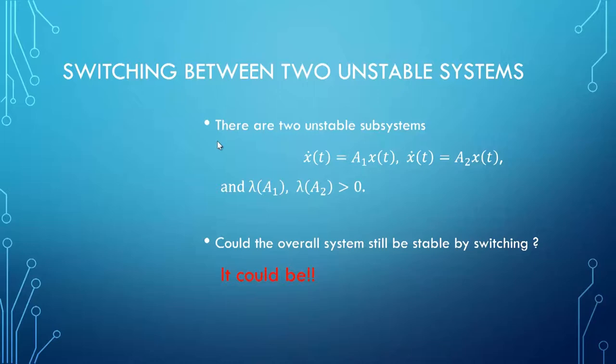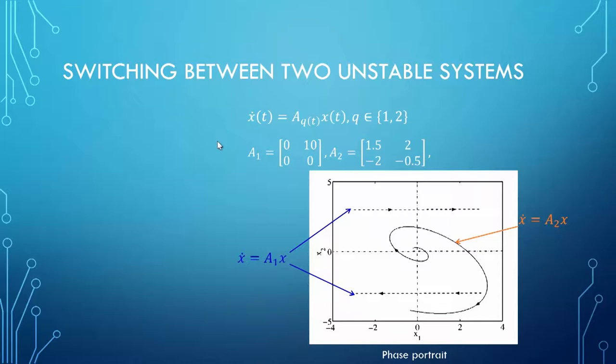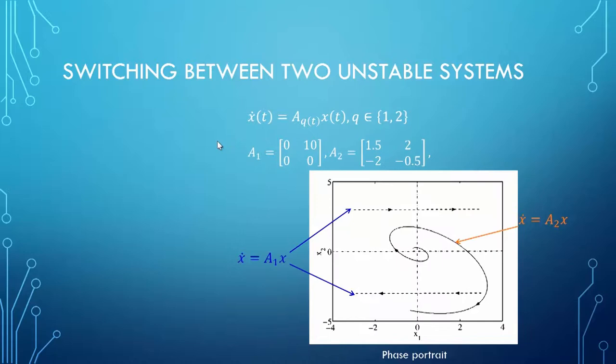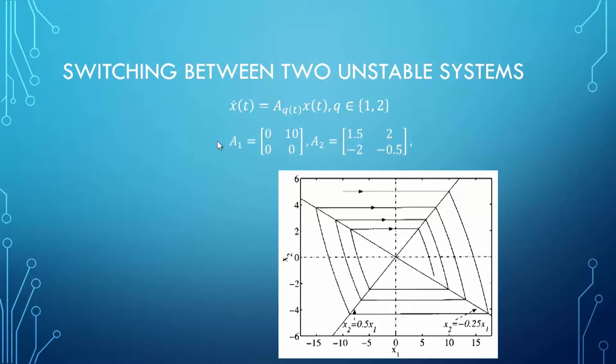For example, here you have two subsystems, both unstable, and by appropriate switching, this is A1x and this is A2x. If you start from here in A1x, the solution will go this way. If you are here, the solution will go this way. And this is the trajectory when you stay at A2x. So if you properly design the switching condition, which is these two lines.